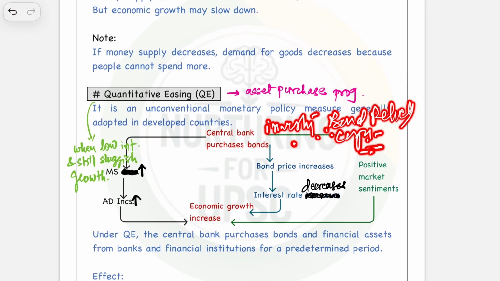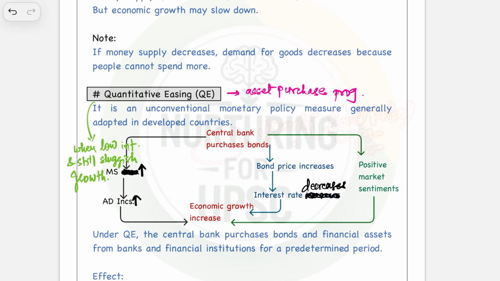Why? Because RBI is buying the debt now. If let's say they are unreliable, then RBI wouldn't be buying them. But since they are, only because they are reliable, RBI or the central government is purchasing them, it provides the positive market sentiment, and it actually provides the impetus for the investment as well.